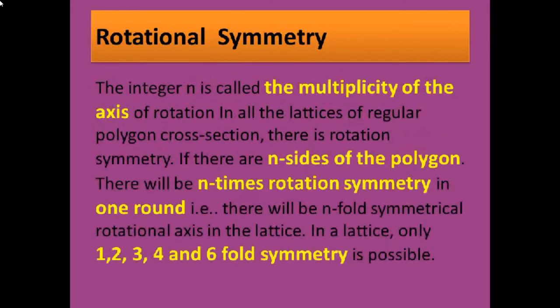The integer n is called the multiplicity of the axis of rotation. In all the lattices of a regular polygon cross section, there is rotation symmetry. If there are n sides of a polygon, then we know the formula phi is equal to 2 pi by n. If there are n sides of a polygon, there will be n times rotation symmetry in one round, that is, there will be an n-fold symmetrical rotational axis. These words are very important. In a lattice, only 1, 2, 3, 4 and 6 fold symmetry is possible. So you should remember these numbers.